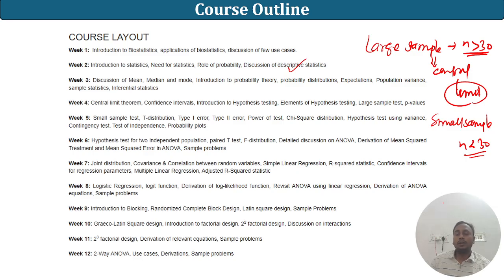Then we checked the chi-square distribution. We checked the chi-square distribution when the distribution is a bit skewed in the positive direction. It is not going to be negative. So we have checked that also.